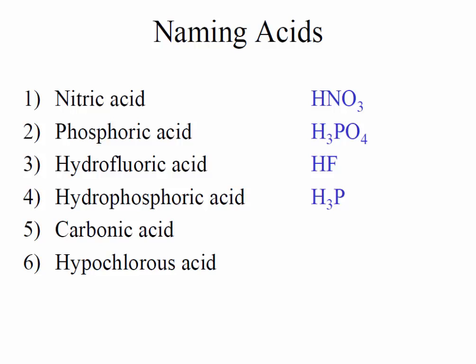Carbonic acid, since there's ic acid and there's no prefix there, that means it's based on the carbonate ion, which is CO3, so this is H2CO3. Hypochlorous acid, the ous ending means it comes from the ite ion, so hypochlorite is the ion you want to look for on your polyatomic ion list. That's ClO, so hypochlorous acid is HClO.